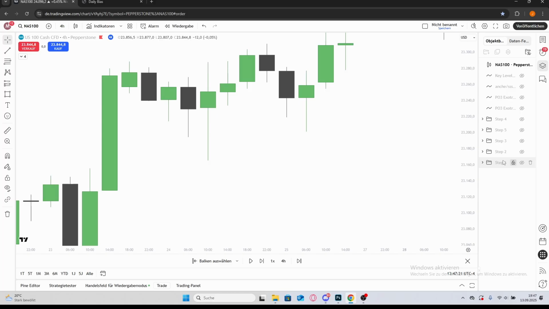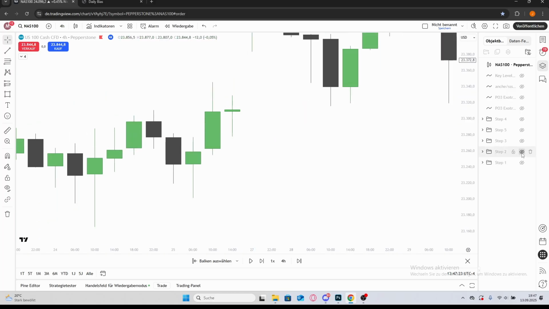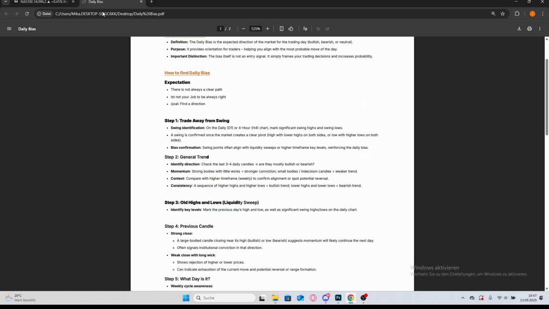But yeah, let's remove this and let's get back to step number 2. And I think that's pretty simple. I want to analyze the general trend, so we want to identify a direction. But that's also important, I don't want to look at all candles. I want to check the last 3 to 4 daily candles. And just ask yourself, are they bullish, bearish? How is the momentum looking? Do we have strong bodies or weak bodies? Do we have long wicks, short wicks? And yeah, that's literally it.